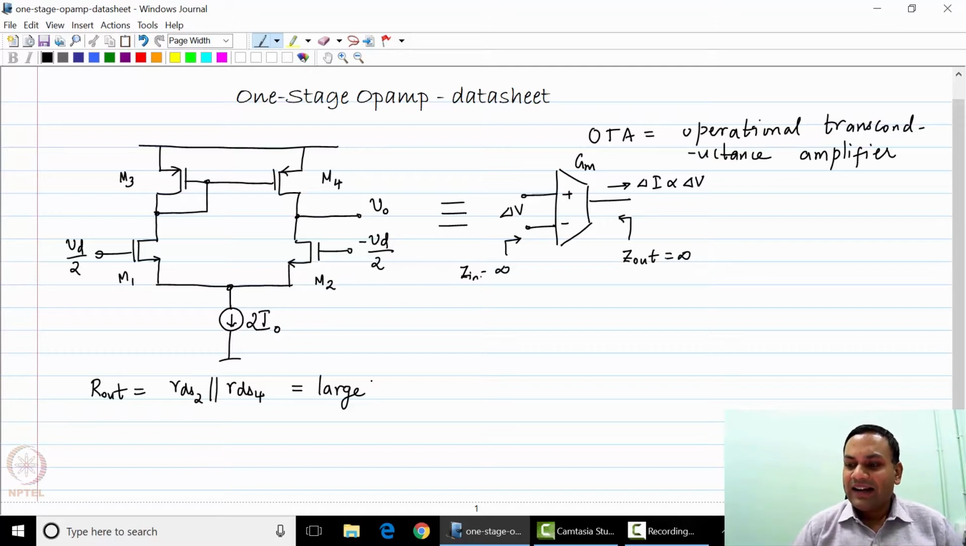Now, let us look at the non-idealities of this op-amp, of this OTA. It turns out that Z in equal to infinity is valid at low frequencies because the input of the op-amp that we have built is capacitive. Z out is not infinity, but it is relatively large compared to the other impedances in the circuit. Now, if you were to draw the non-idealities, you could represent the op-amp in the following manner.